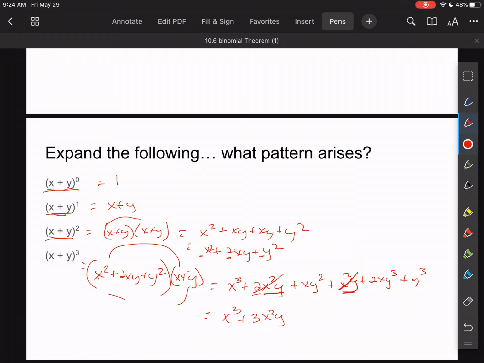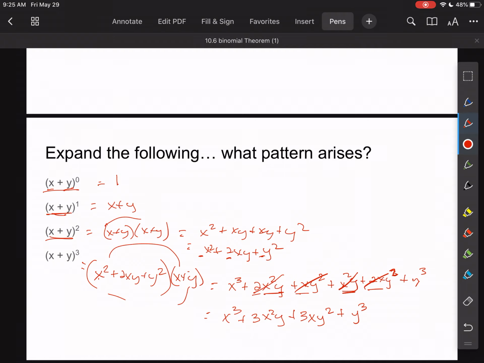Then we have an x, y squared term, and I believe, did I do this? Oh, this should be to the second power, my bad. There's 2 of those, right? So we have plus 3x y squareds, and then those are gone, and then I'm left with plus y to the third.